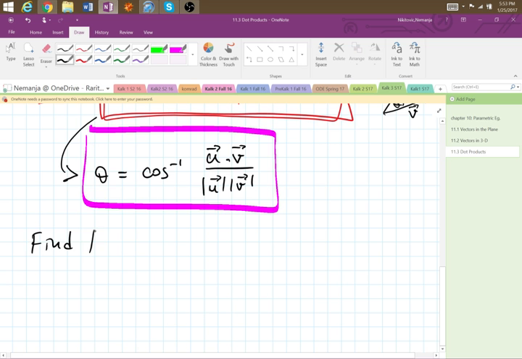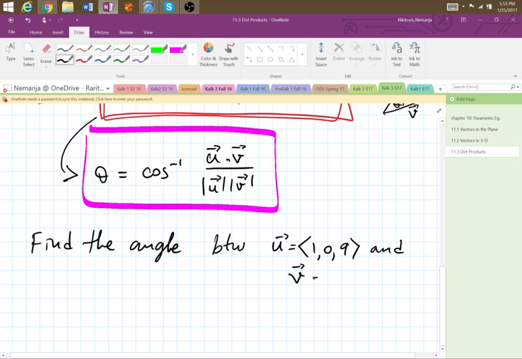So find the angle between vector u, 1, 0, 9, and vector v, negative 3, 3, 5.